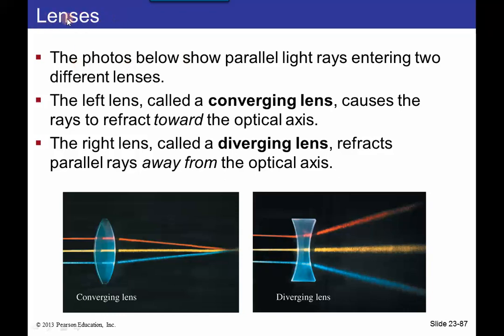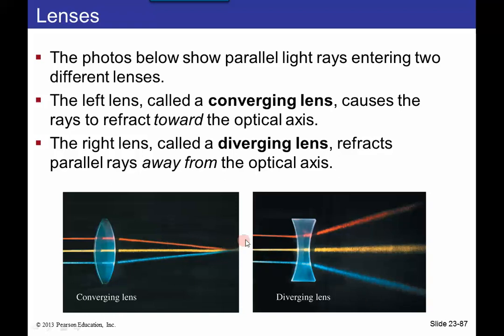Some of us use lenses to see better, but there are also lenses in microscopes and binoculars, and lenses in projectors and cameras. So there are two types of lenses that we need to know for now, converging lenses and diverging lenses. In this case, you have parallel rays coming, and light appears to converge at this point. This is a converging lens.